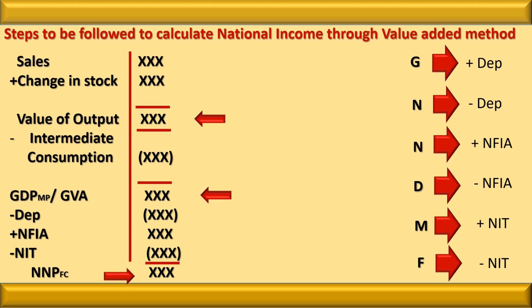I repeat the same thing again. Sales plus change in stock, we will get value of output. Then we have to deduct intermediate consumption. We will get GVA. GVA means GDPMP, gross domestic product at market price. From the GDPMP, we have to deduct depreciation. We have to add NFIA. We have to deduct NIT. Then we will get the national income.